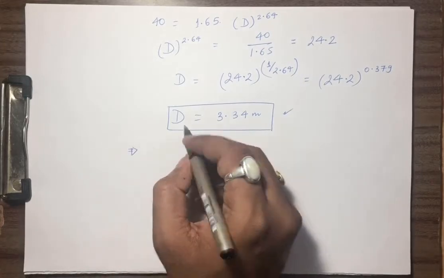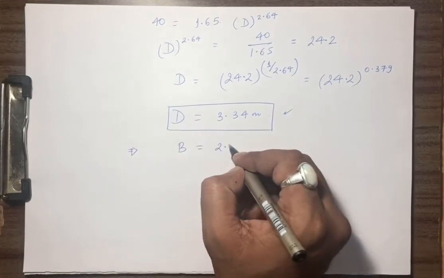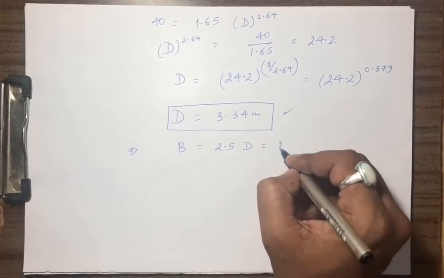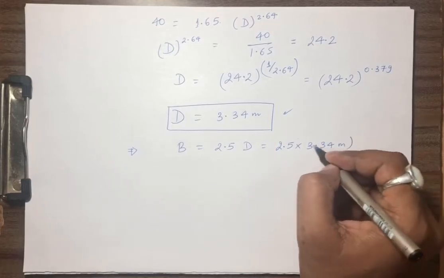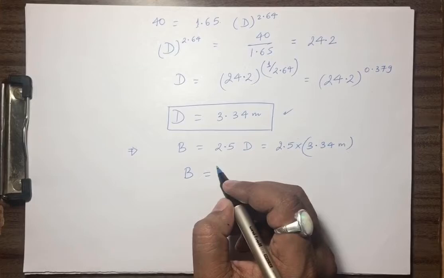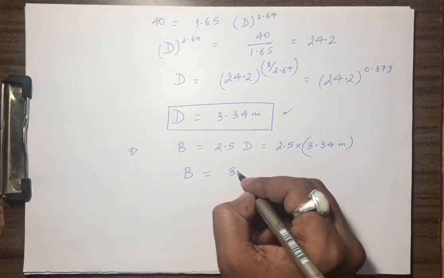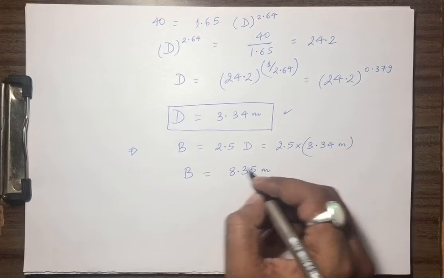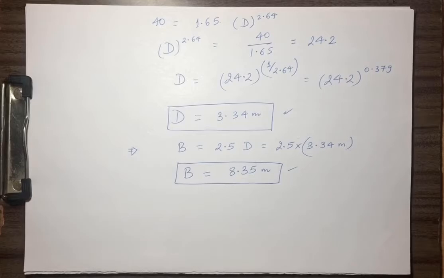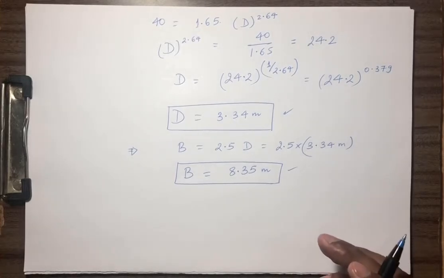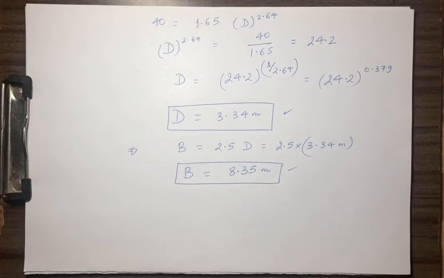So correspondingly B was 2.5 times D. So 2.5 into 3.34 meters. So the base width is coming to 8.35 meters. Okay. So now what were the parameters I told? Depth, base width, side slope and the bed slope. So we have to calculate the bed slope.